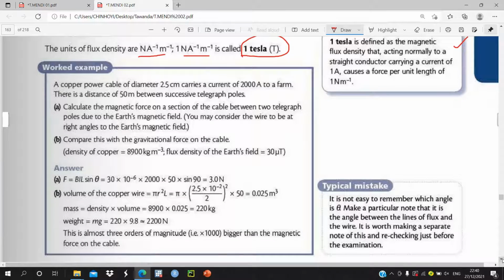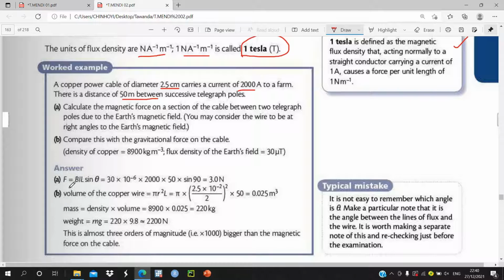In this example, they are saying we have a copper cable of this diameter. It carries a current of this value. There's a distance of 50 meters between successive telegraph poles. Calculate the magnetic force on a section of the cable between the 2 telegraph poles due to the Earth's magnetic field. You may consider the wire to be at right angles to the magnetic field. Then, compare this with the gravitational force on the cable. We are given the density of the copper and the flux density of the Earth.